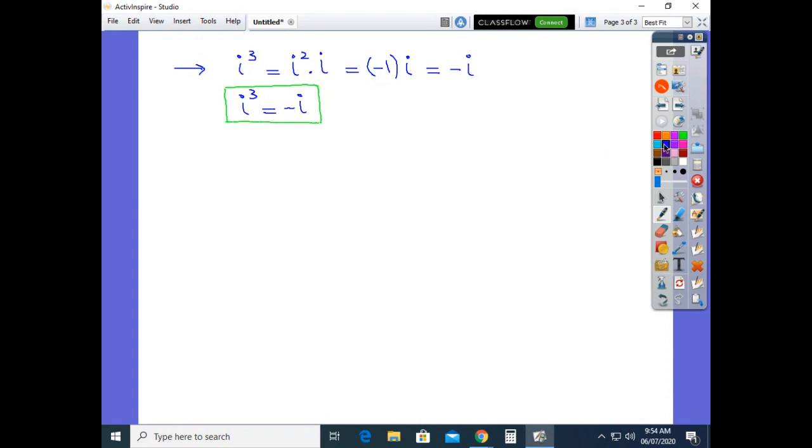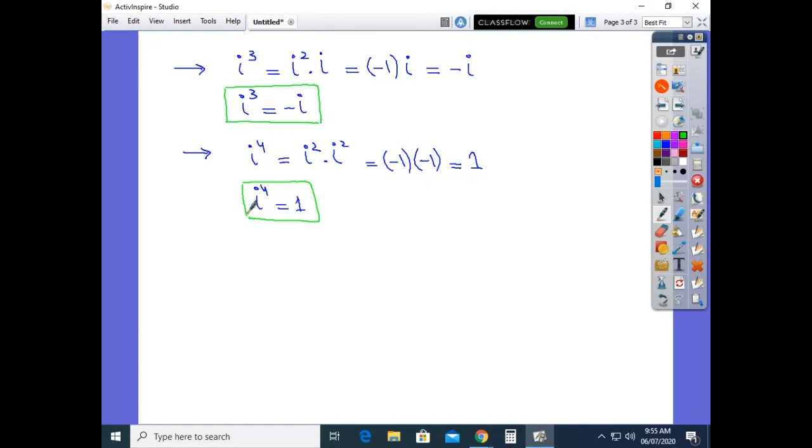Similarly, if we increase the power of iota, that is iota 4, we can write iota 4 as iota square into iota square. Iota square is -1, and again iota square is -1. If we multiply -1 with -1, it becomes +1. Now we have iota 4 is equal to +1.